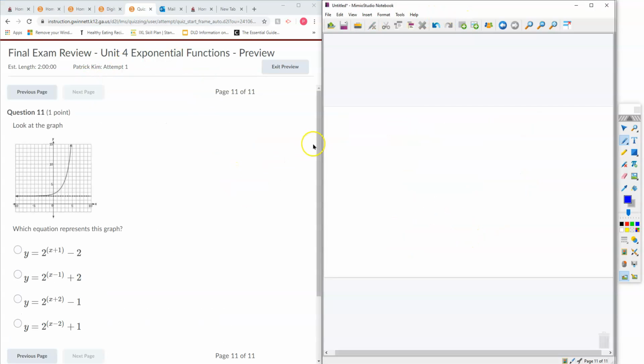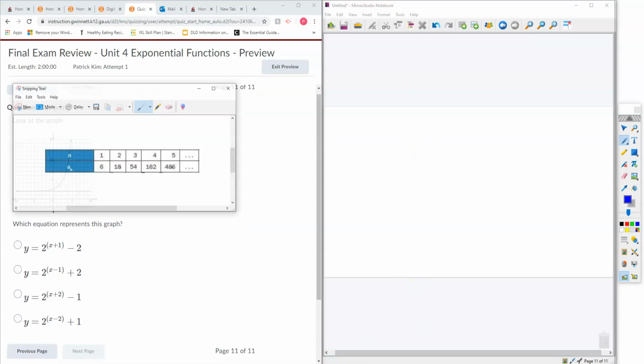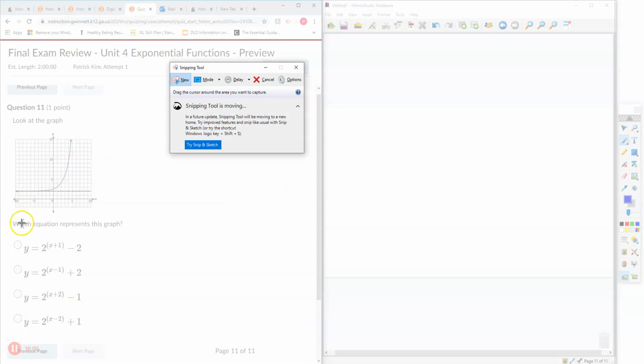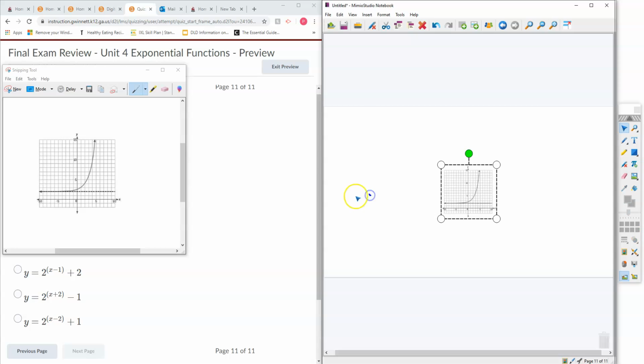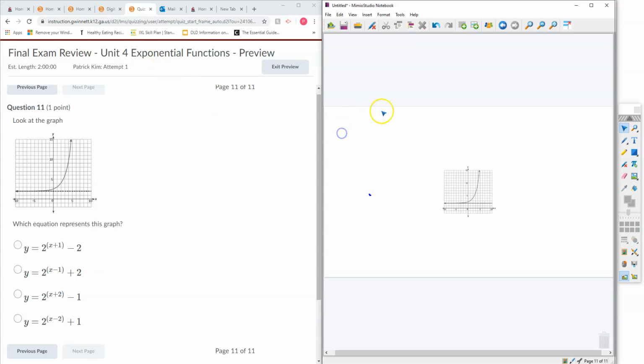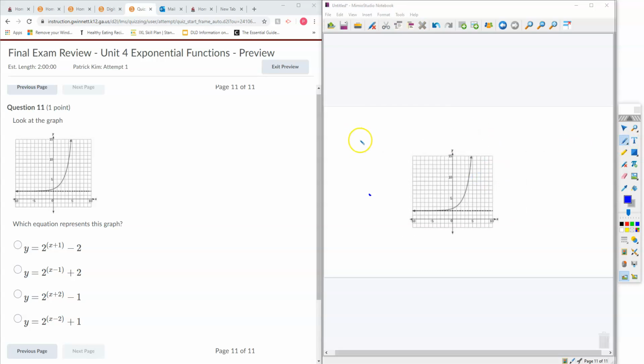All right, number 11, which equation represents this graph? In the entire quiz or study guide on exponential functions, we finally come onto the one which just talks about the graph. Took them long enough. All right, number 11.